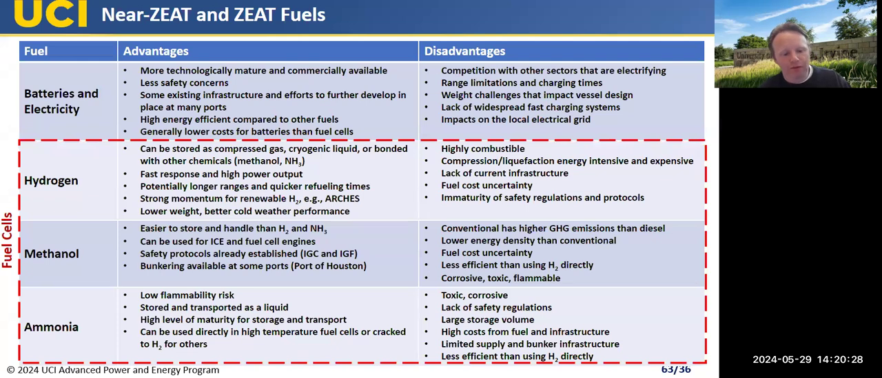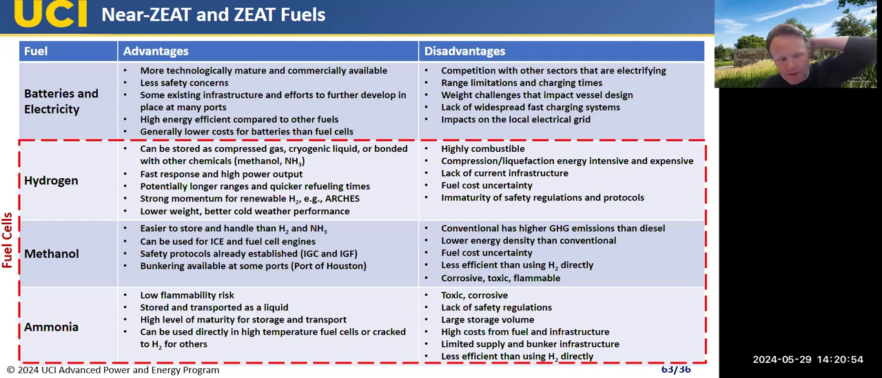So for the fuels that we considered or could be used in ZEAT vessels, of course, we have batteries and electricity. Hydrogen is what you feed the fuel cells. And then you see methanol and ammonia here. The reason I have these is not because they're being combusted, but rather they can be energy carriers for hydrogen. So they can be reformed into hydrogen, which then goes into the fuel cell. So that's a ZEAT fuel.